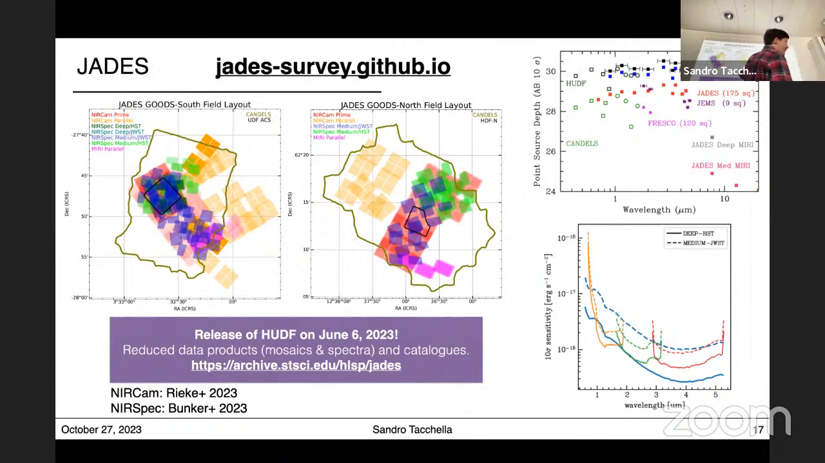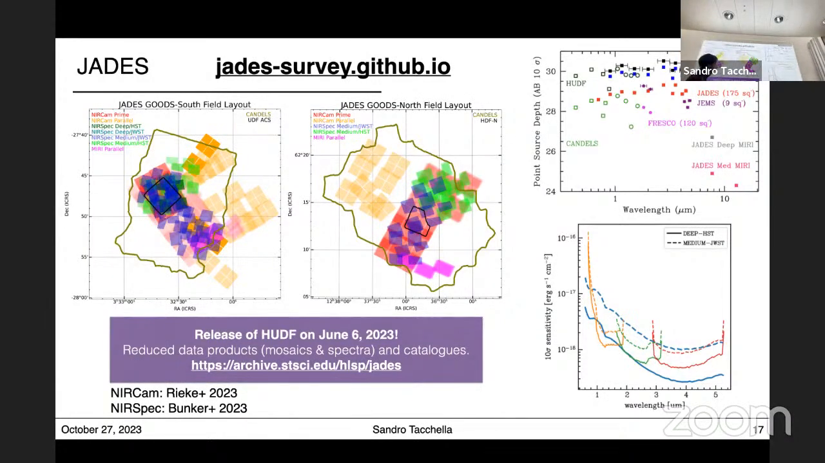So these fields, GOODS-South and GOODS-North, have a lot of data. We have observed these fields with a lot of VLT data. For example, we have very deep MUSE mosaics in those fields, of 100 hours. So if you want to do, for example, Lyman alpha, H alpha cross-correlations, those fields are very interesting. The ancillary data in those fields is unique, from the X-rays all the way up to the radio. And so that's why we really want to focus on those fields.